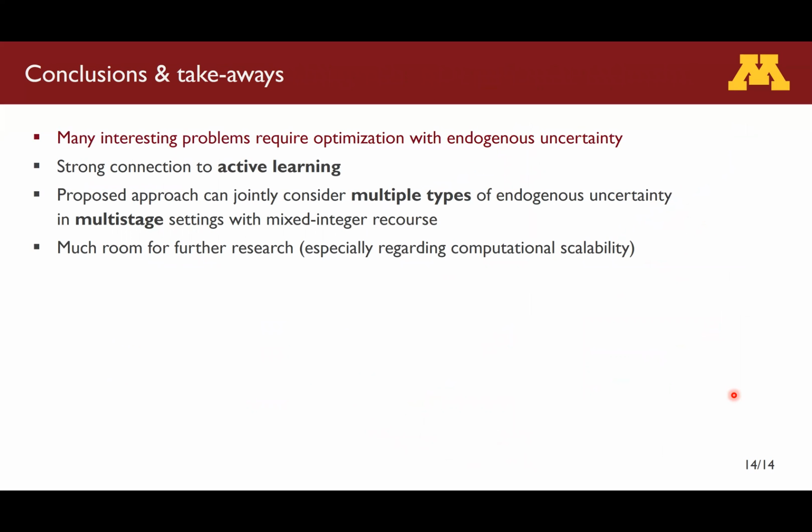Now, finally, let me just conclude with some key takeaways. The main one, the one that I really want to get across, is that there are a number of interesting problems that require optimization with endogenous uncertainty. And I hope I was able to show this with examples and case studies in this presentation. There's a strong connection between endogenous uncertainty and active learning, and that's something that hasn't been explored as much in the context of robust optimization.